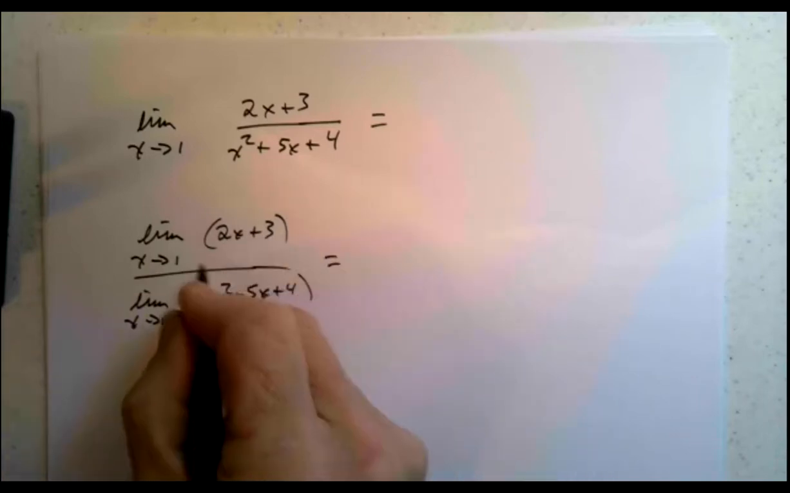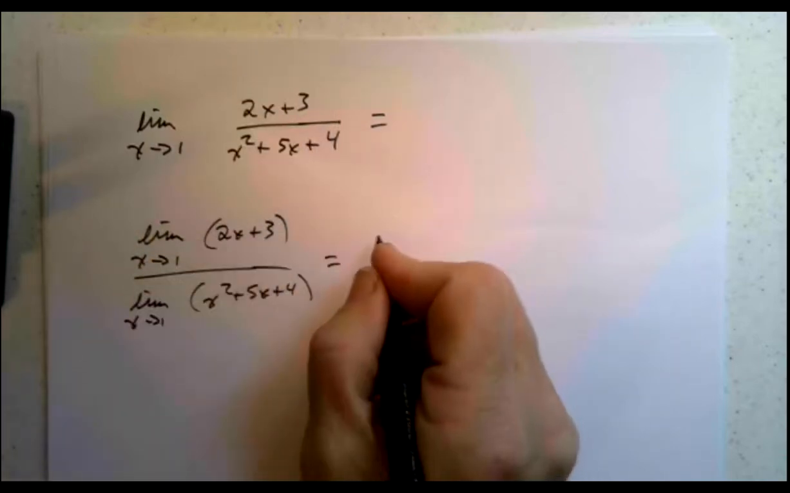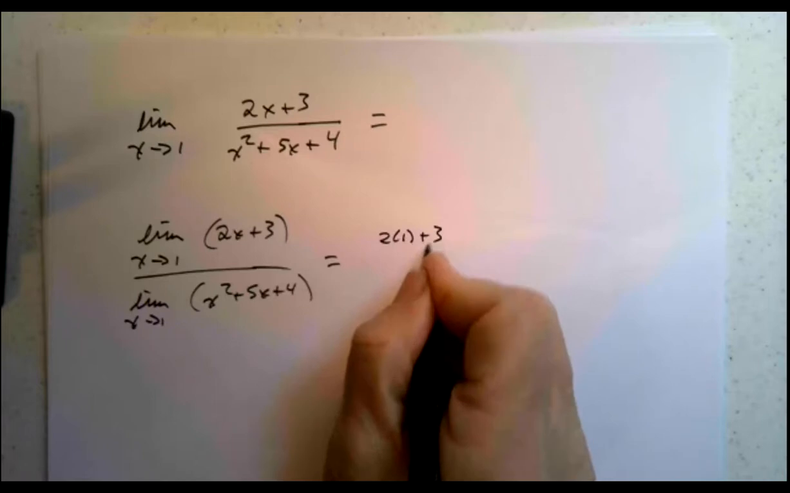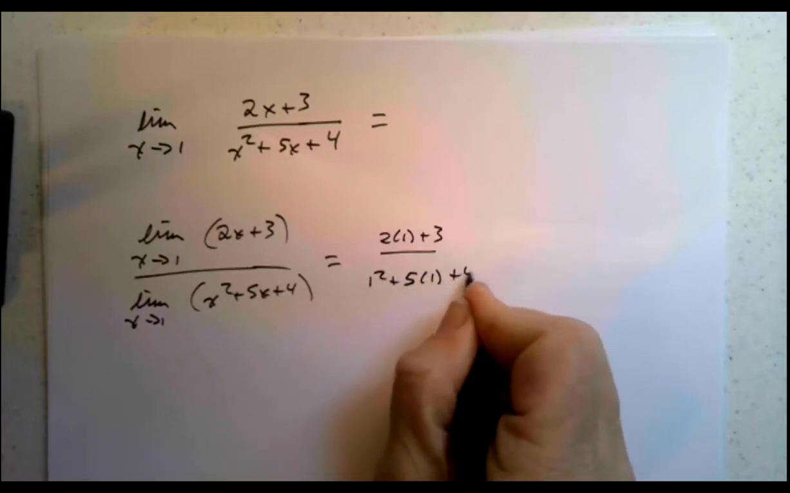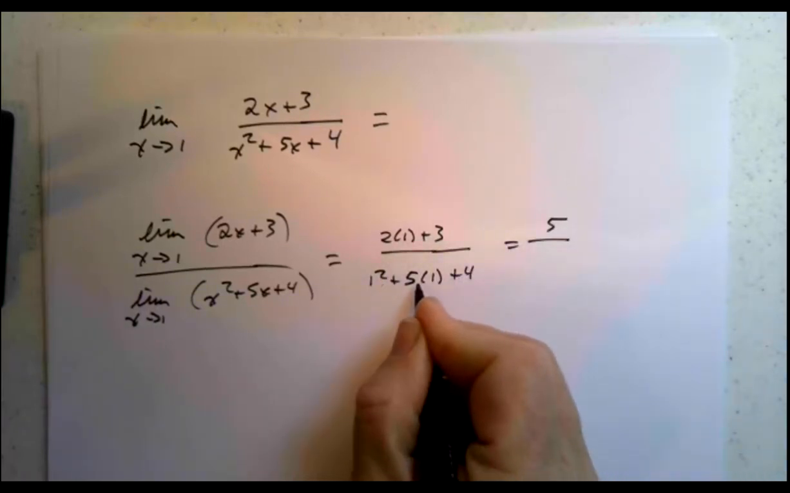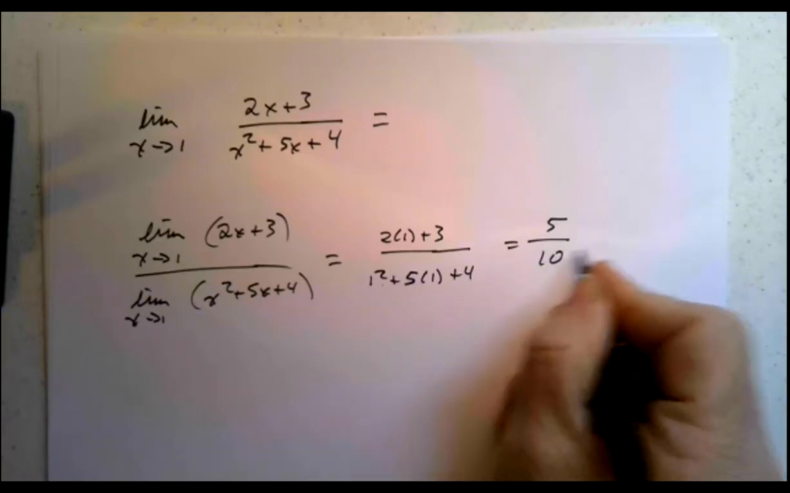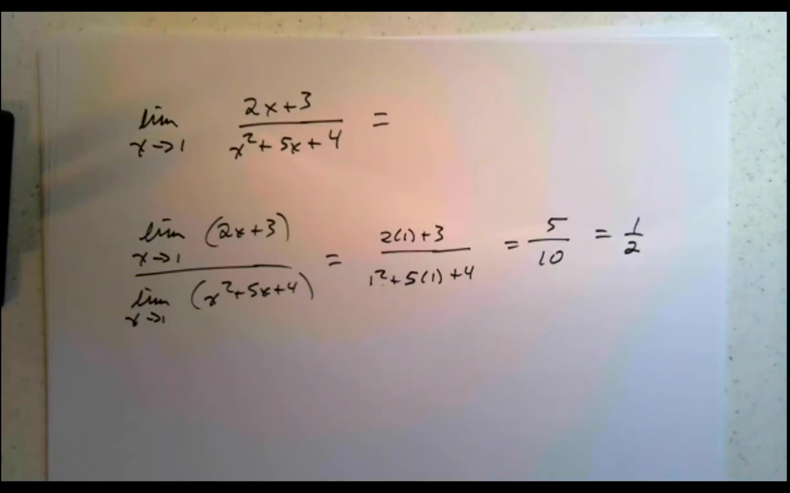But you can see the process still comes down to the fact that these are both nice functions. I can plug numbers in. 2 times 1 plus 3 on top. 1 squared plus 5 times 1 plus 4 on the bottom. 2 plus 3 is 5 on the top. 1 plus 5 is 6 plus 4 is 10 on the bottom. And we get 1/2. If the function is nice, i.e. continuous, i.e. no breaks, no holes, then you can just go ahead and evaluate the limit by plugging numbers in. And that'll finish this lesson.